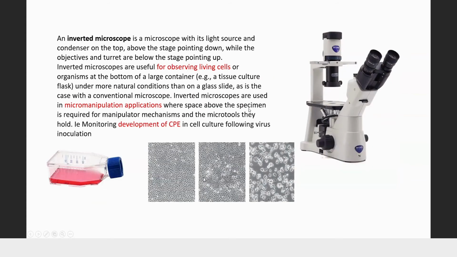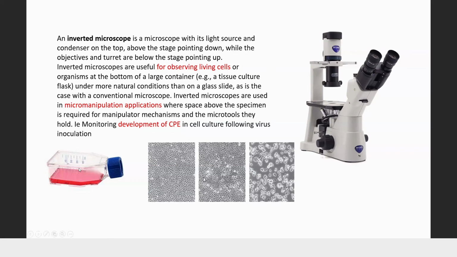This is the inverted microscope that virologists use very much to study cell changes. It is called an inverted microscope because the light comes from the top, and we have the lens at the bottom here. It is a very useful microscope for observing living cells or organisms at the bottom of a large container, a tissue culture flask. Sometimes in the reproductive biology lab, they also use it for manipulation applications. And for virology work, we use it for monitoring CPE.